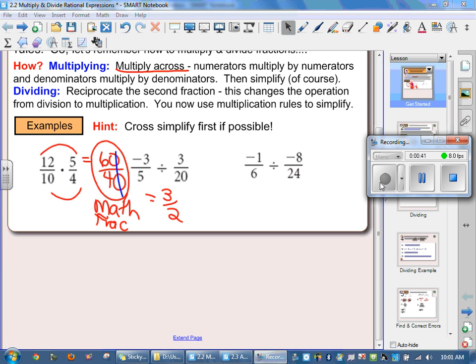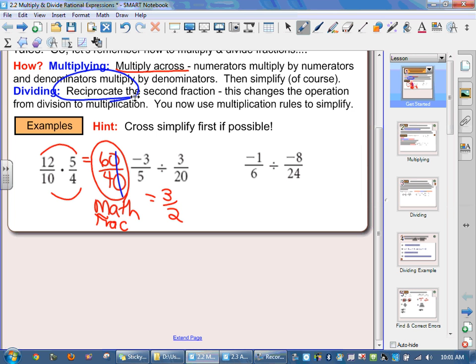Let's take a look at the dividing. Dividing says you need to reciprocate the second fraction. That means the fraction after the divide sign. It's never the first one that flips. So reciprocate just means flip it upside down. So this guy needs to flip upside down. The minute we do that, the divide sign changes to a multiply. So now, this guy is going to look like negative 3 over 5 times, the divide turns to a times, 20 over 3.